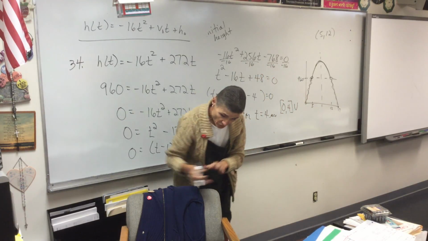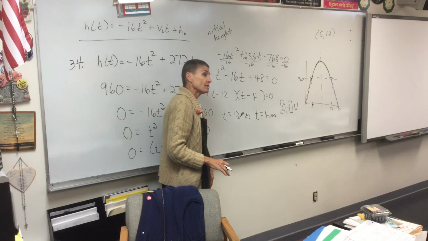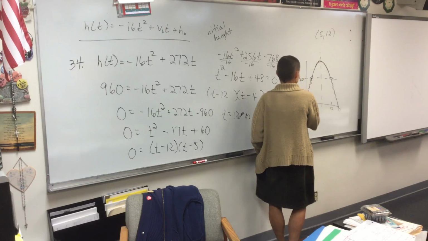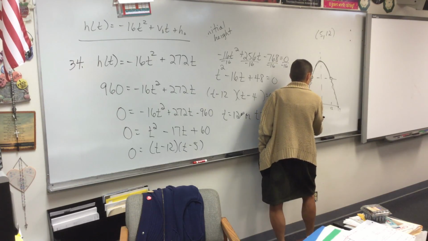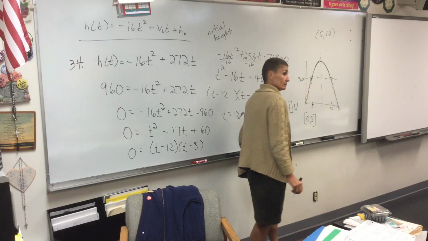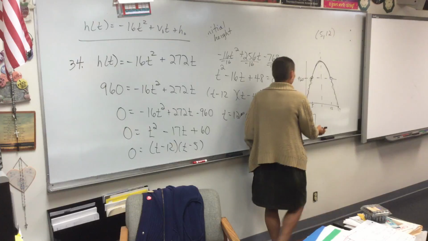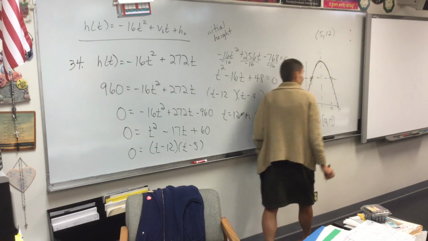And then the last question says, when will it be less than or equal to? Less than or equal to would be 0 to 5, bracketed, or 12 to 17, bracketed.